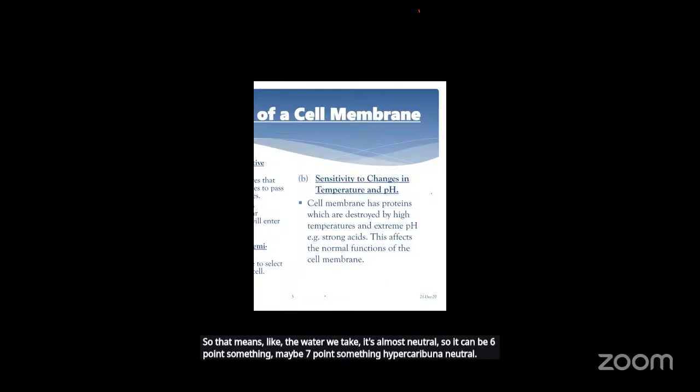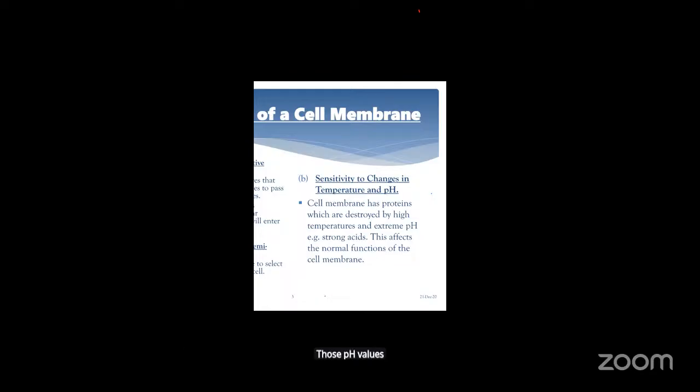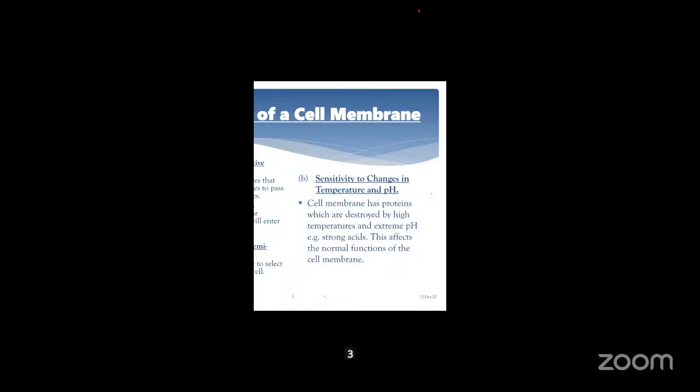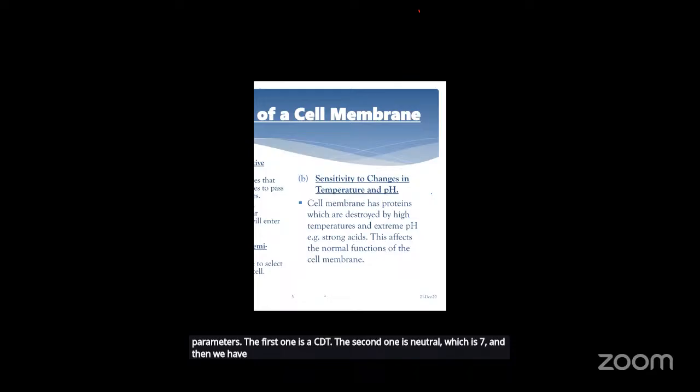But then when we move to the other side, from 7 we go to 8, 9, 10, 11, 12, 13, 14. Those pH values are extremely basic or alkaline. Okay, very alkaline or basic. So kwa pH scale tuko na three parameters. The first one is acidity, the second one is neutral, which is 7, and then we have basicity or alkalinity, which is a scale of 8, 9, 10, 11, 12.